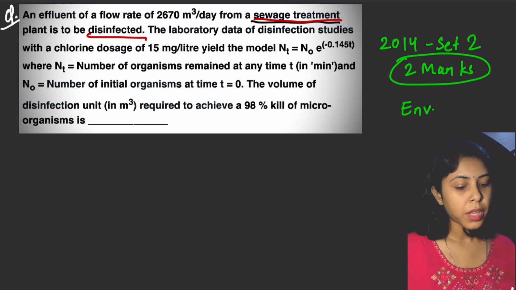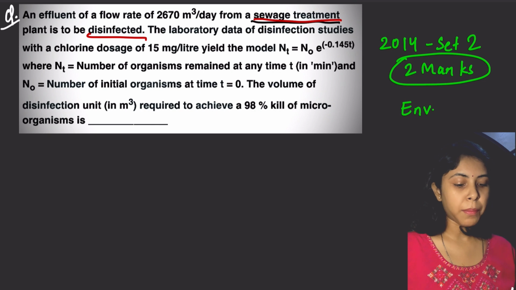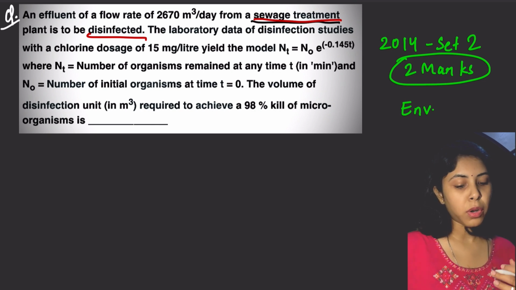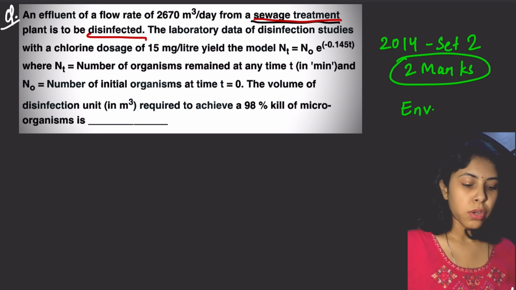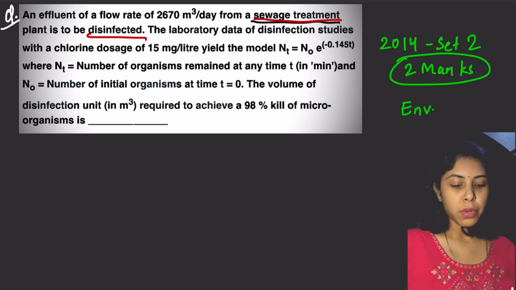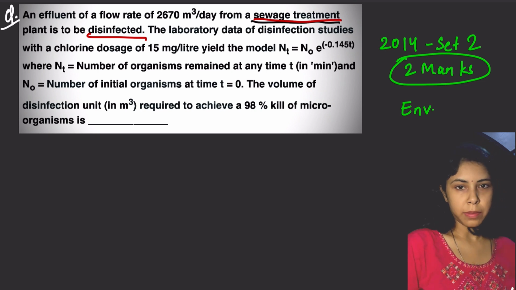Now the data further says that the laboratory data of disinfection studies with chlorine dosage of 15 milligram per liter yield the model NT equal to N0 e to the power minus 0.145 t, where NT is the number of organisms remaining at any time t in minute and N0 is the number of initial organisms at time t equal to 0. The volume of the disinfection unit in meter cube required to achieve a 98% kill of microorganism.